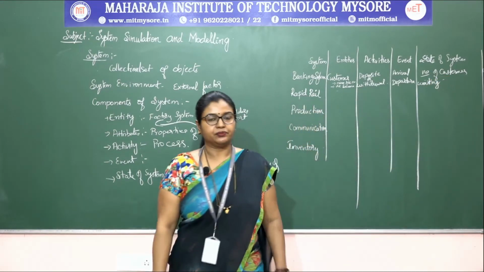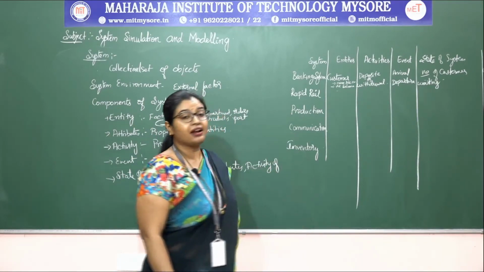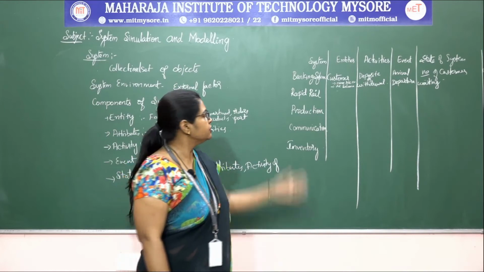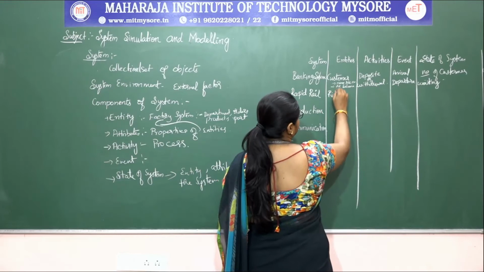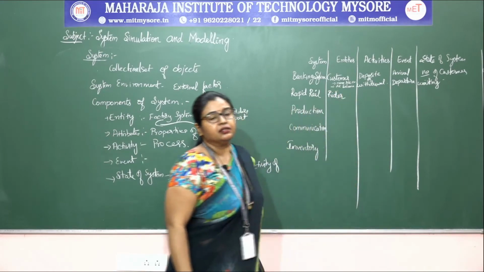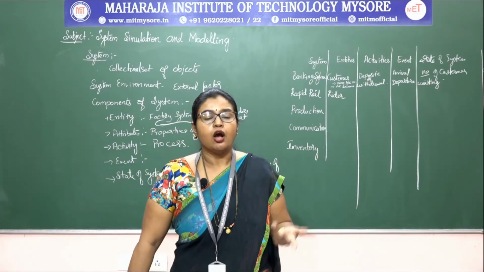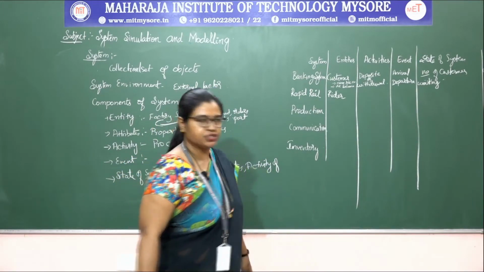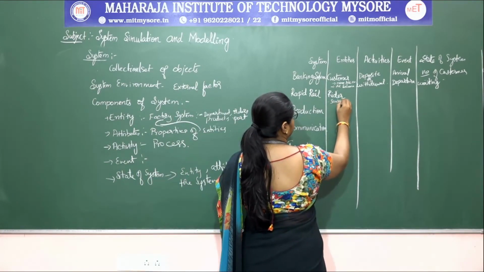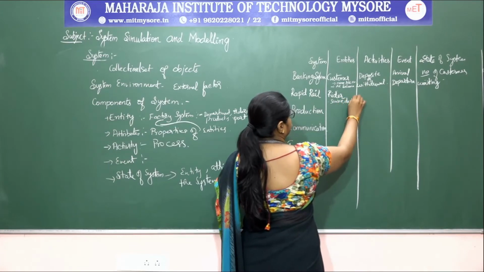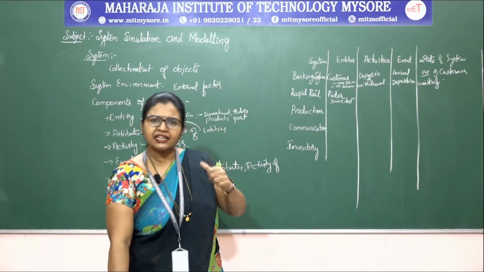Waiting in the system. So this is about what? Banking system. Let us take one more example, that is rapid rail. If you consider the rapid rail, the rider can be considered as a customer. Then what will be the attributes? The origin and the destination, that is source and destination, can be considered as the attributes.